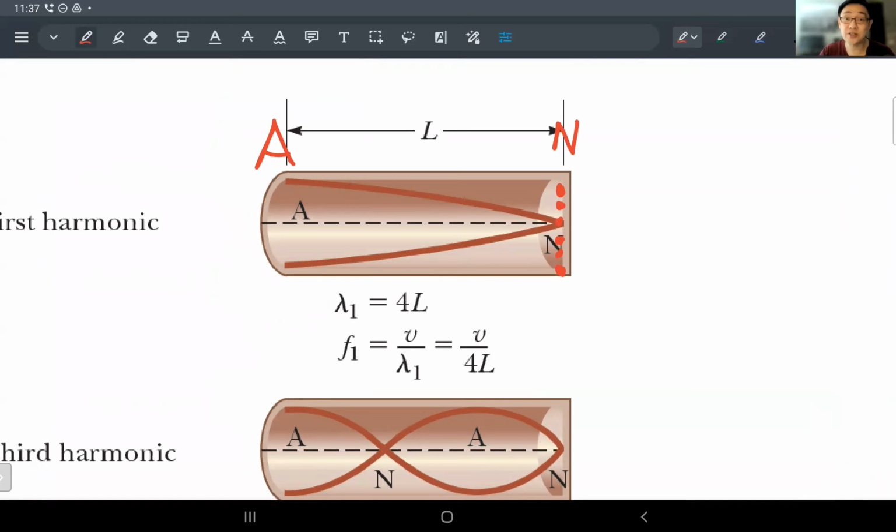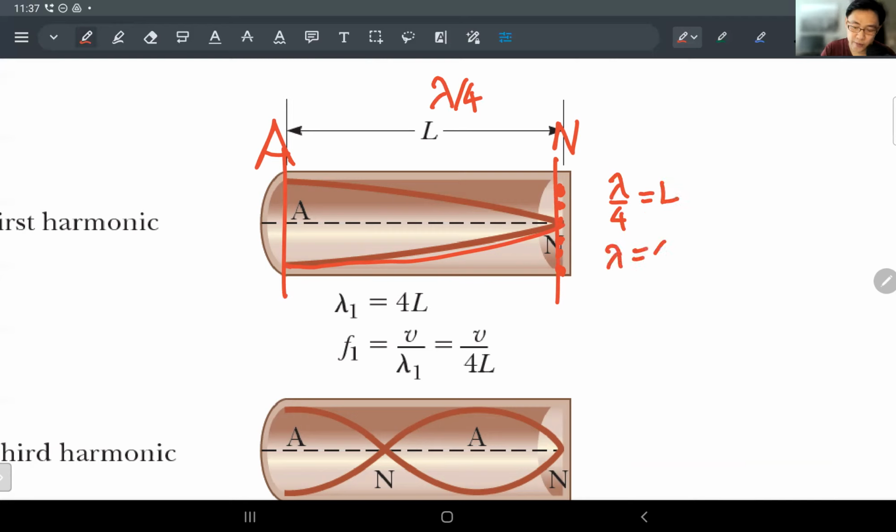And the rest, just draw whatever waves that you can fit. You can go from antinode to node easily, from antinode to node. I don't have to do anything. So from here, you can see that what you're looking at over here is just lambda over 4. You guys with me? It's only like a quarter of a wavelength. So then you say, okay, a quarter of a wavelength is the length of the tube. So now you can figure out the wavelength is 4 times the length of the tube.